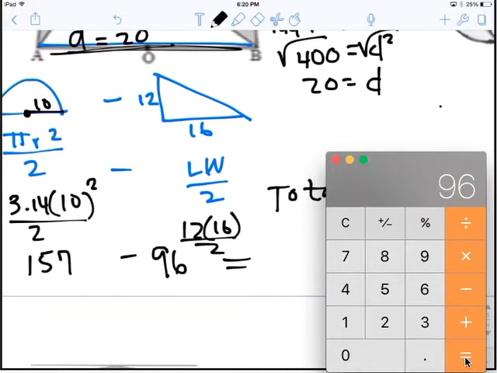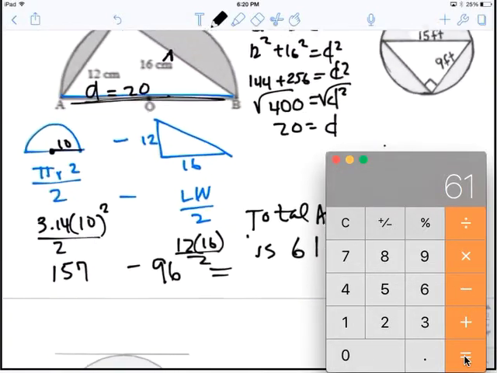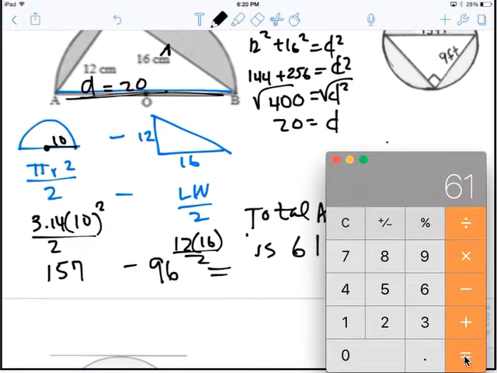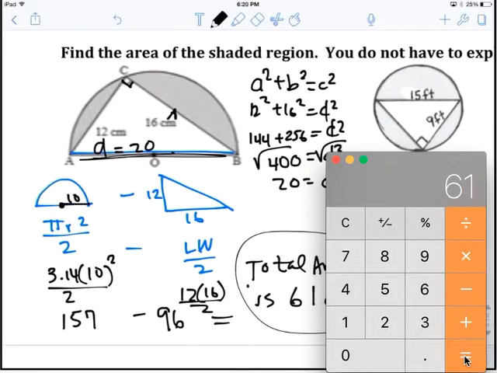The total area of the shaded region is 157 minus 96, which is 61 units, centimeter squared. Make sure you know how to describe it: that you found the diameter of the circle by doing the Pythagorean theorem, a squared plus b squared equals c squared, and got the answer of 20. With that 20, you found the radius by dividing by 2 to get 10.